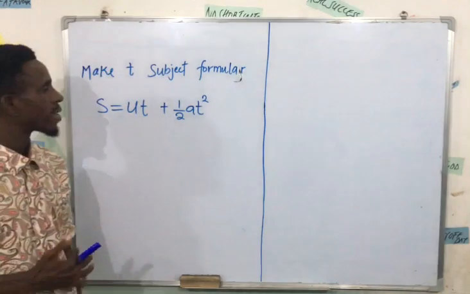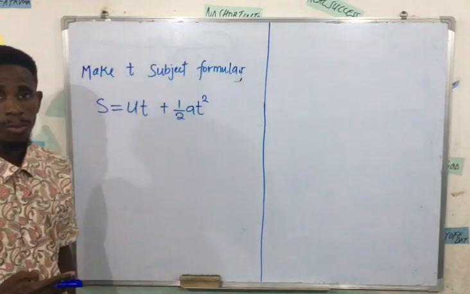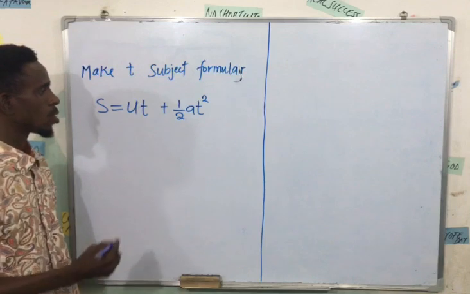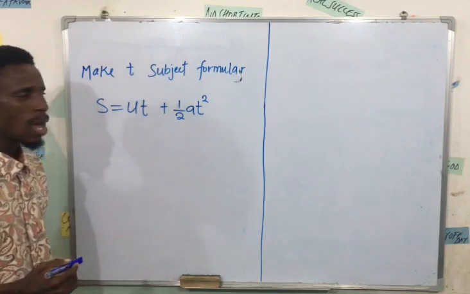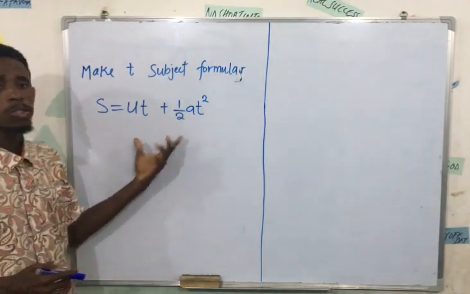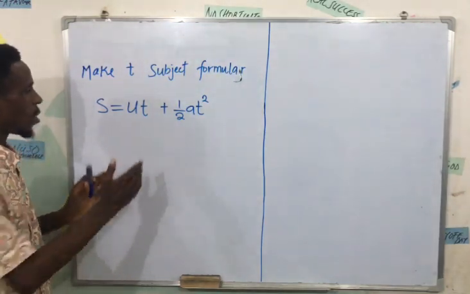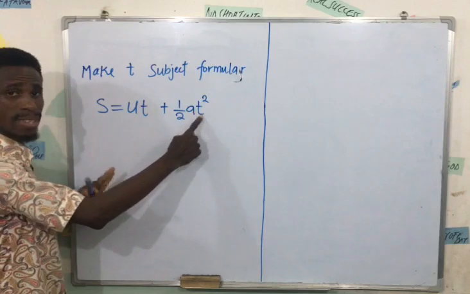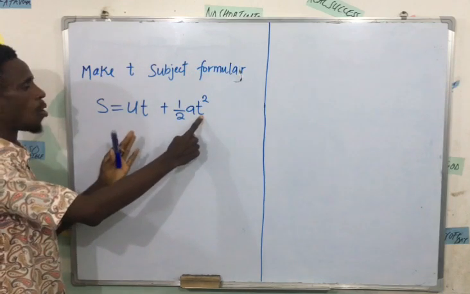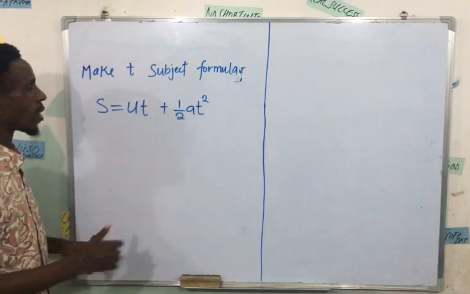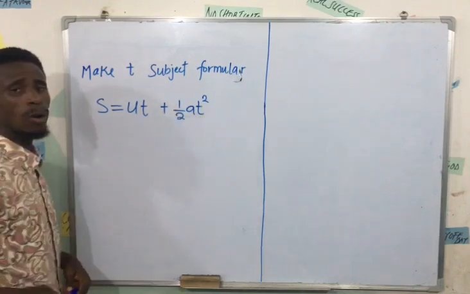Today we are going to be making t the subject of the formula. This question is s is equal to ut plus half at squared, and we are asked to make t the subject of the formula. It would have been very simple if we had just this t here and this one is not here, or we have only this and this is not here. But in this situation, we have a t here and we have one other t here.